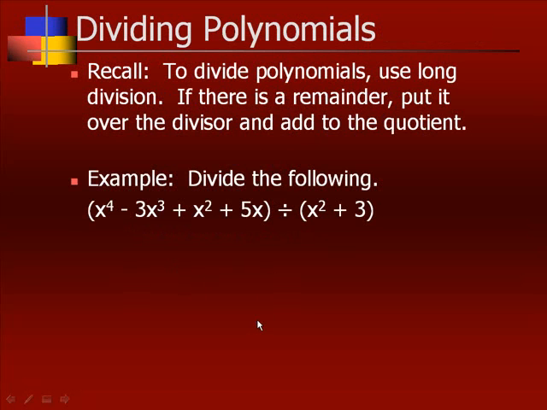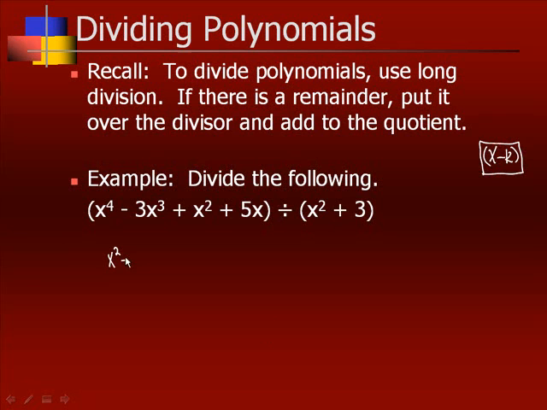Last review. To divide polynomials, use long division. If there is a remainder, you put it over the divisor and add it to the quotient. Now remember, we did synthetic division, but synthetic division only works when you're dividing by a linear binomial of the form x minus k. On ours, we're not. We're dividing by x squared plus 3.